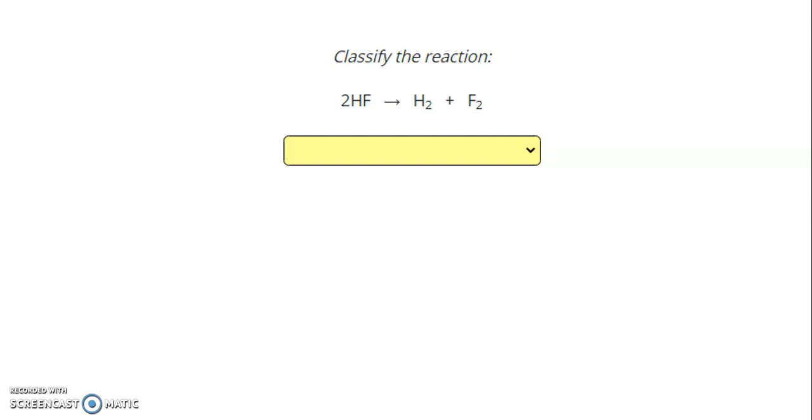This video is about classifying types of reactions, and we're going to look at 5 different examples and figure out what type of reaction is happening.